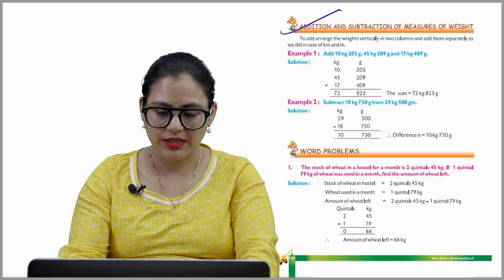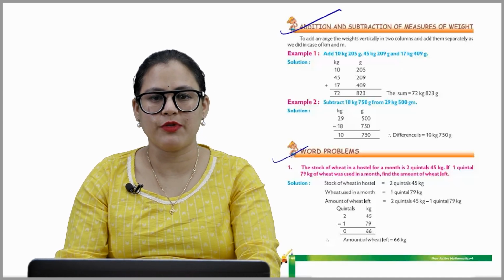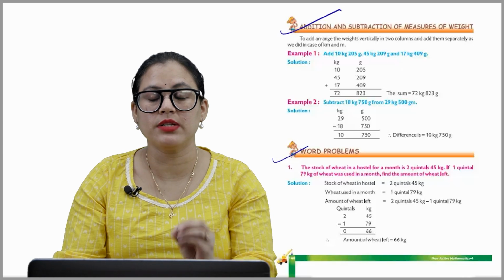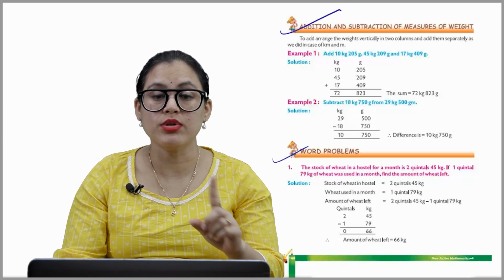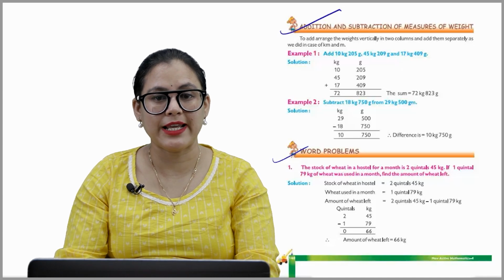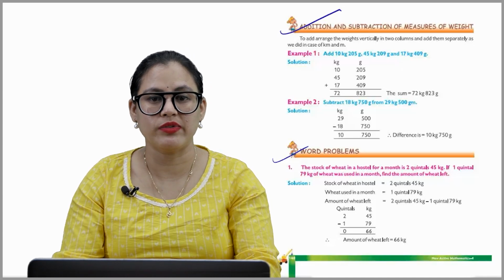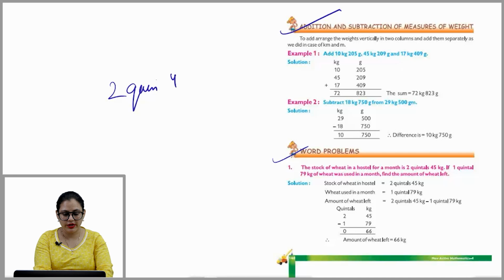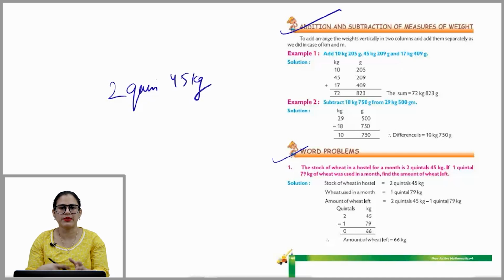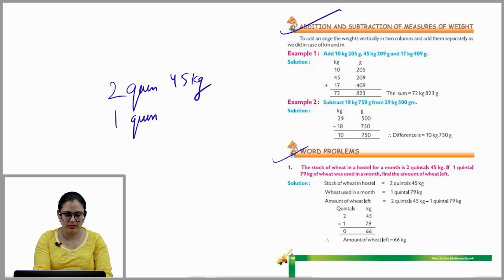Word problems. The stock of wheat in a hostel for a month is 2 quintals 45 kilogram. If 1 quintal 79 kilogram of wheat was used in a month, find the amount of wheat left. Okay, so in this case what will we do? We will subtract. So stock of wheat is 2 quintal 45 kilogram and some wheat has been used, which is 1 quintal, and here I am writing in short form, 1 quintal and 79 kilogram. So how much wheat is left?